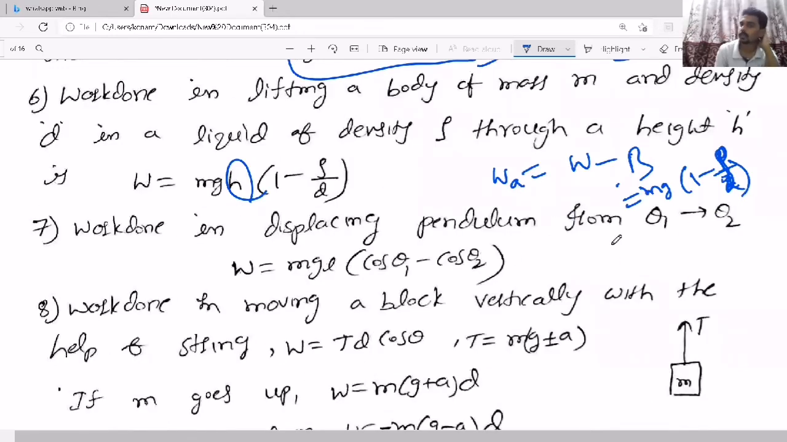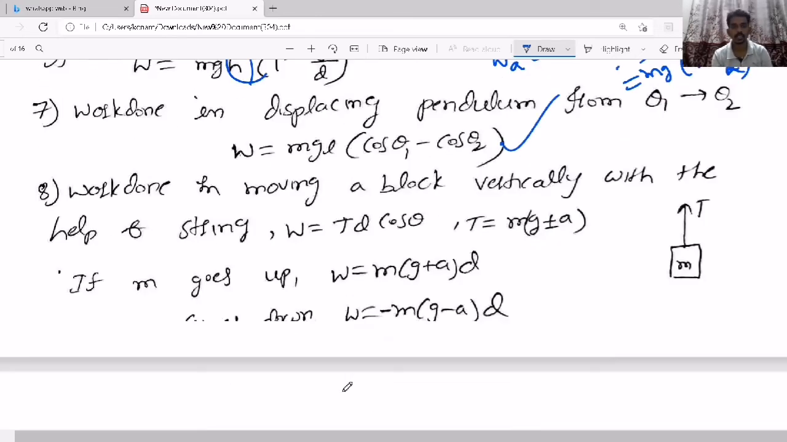And the work done in displacing a pendulum from theta 1 to theta 2. Earlier we saw it is mgl into 1 minus cos theta, because it rotated from equilibrium by some angle. So the initial angle is 0 and the final angle is theta. But here I have taken the general formula. Suppose it is at some angle theta 1 and you have rotated it to theta 2, then what is the work done?